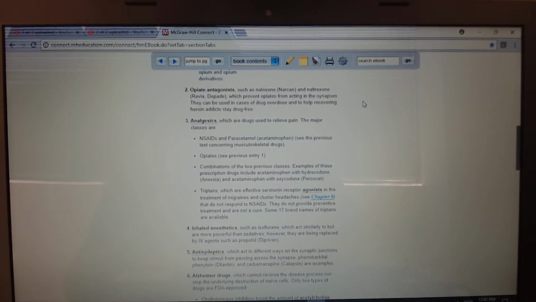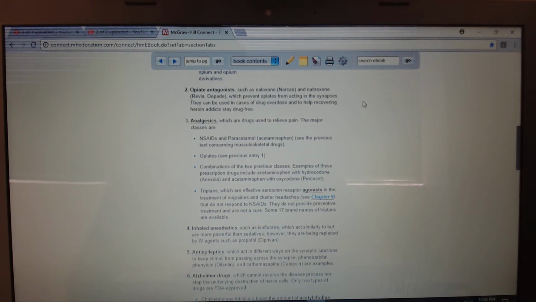Analgesics are drugs to relieve pain. The major classes are NSAIDs and paracetamol, which is acetaminophen, and we talked about these earlier. Opiates are a combination of the two previous classes. Examples of these include prescription drugs, which include acetaminophen with hydrocodone, Anexsia, and acetaminophen with oxycodone, Percocet.